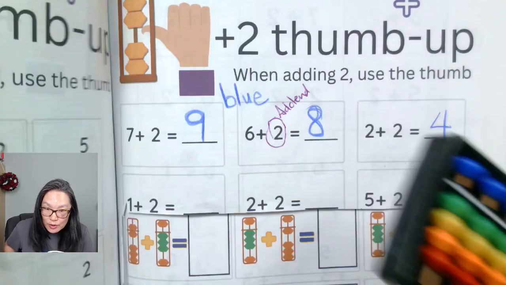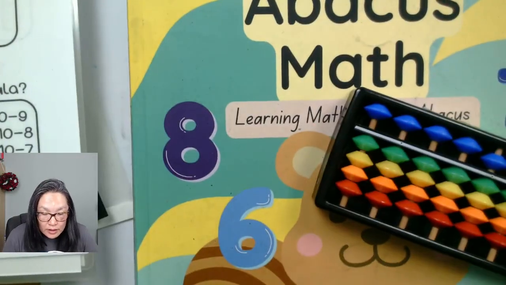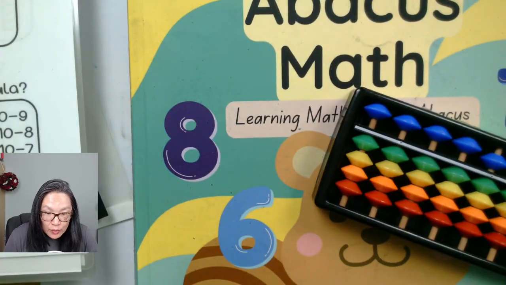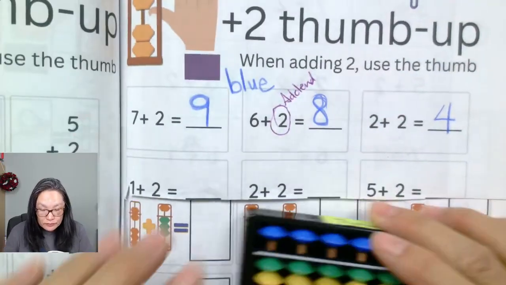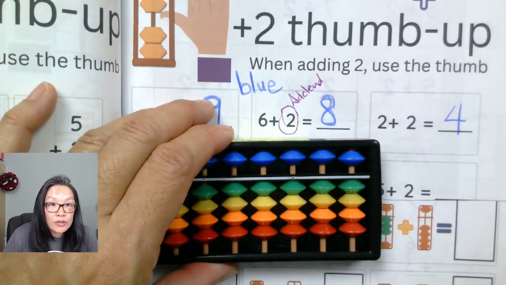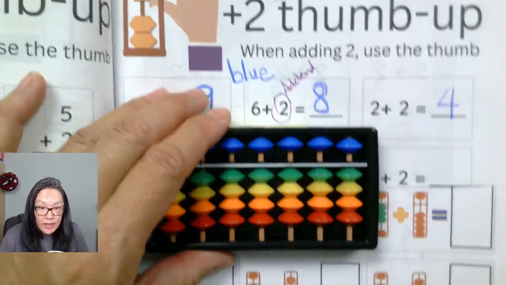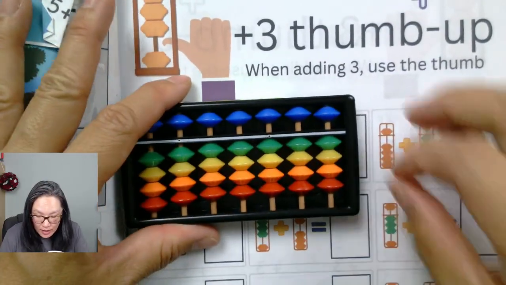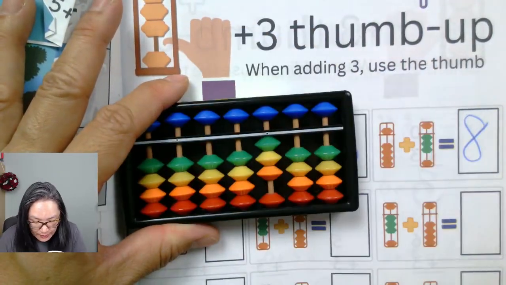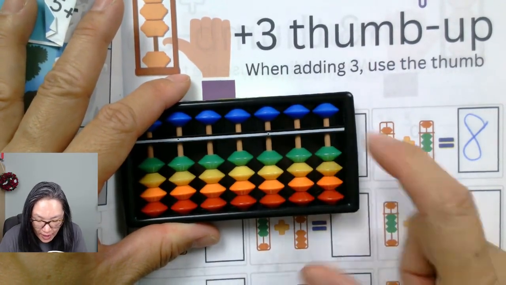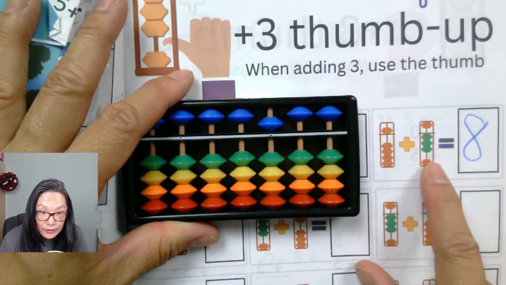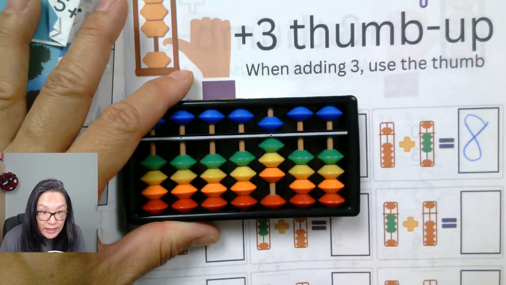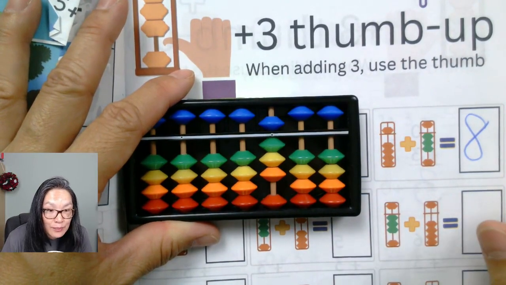In this book, we do what we call simple adding and subtracting. And then we have 3. Same thing. I have 5 on the abacus, and then I add the 3. Is there enough to add the 3? Yes, there is.